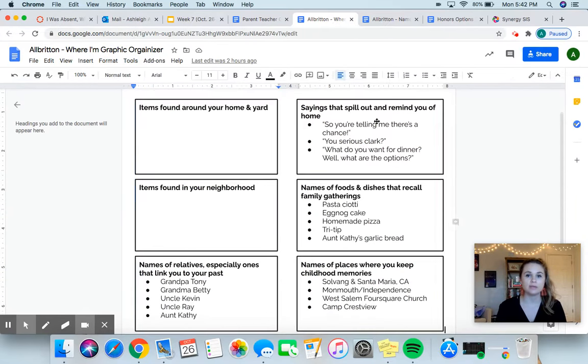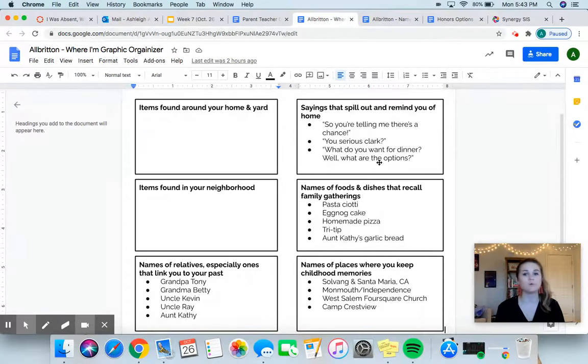So, sayings that spill out and remind you of your home. For me, I thought about growing up how my dad would quote movies all the time. So I thought of 2 very specific ones. "So you're telling me there's a chance." That's a quote from Dumb and Dumber. Or, "You serious, Clark?" That's from Christmas Vacation. So my dad would quote movie quotes all the time. That's just something that reminds me of where I'm from, my childhood. And then this is a quote that also reminds me of my childhood growing up.